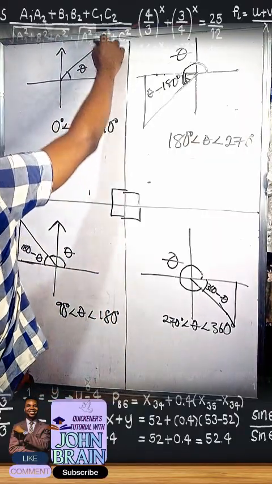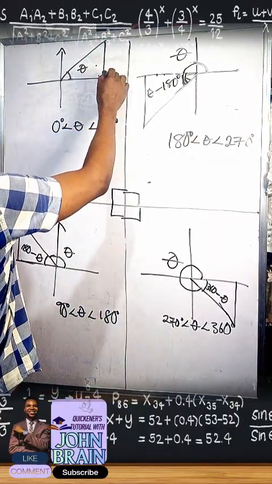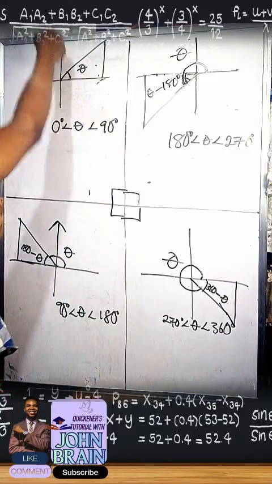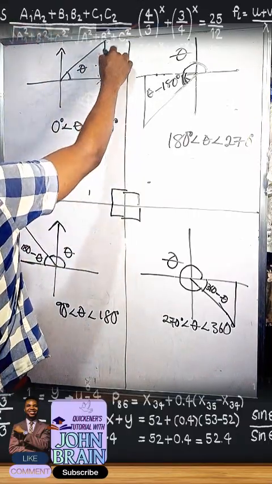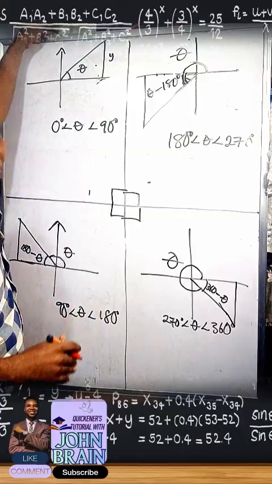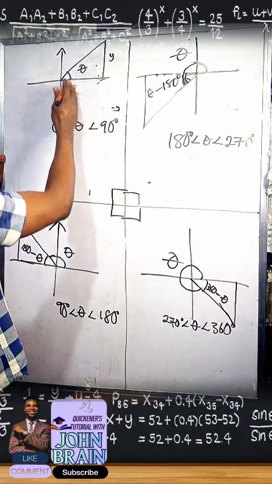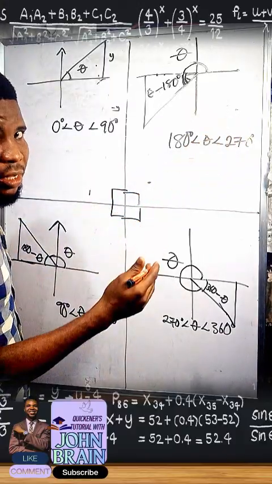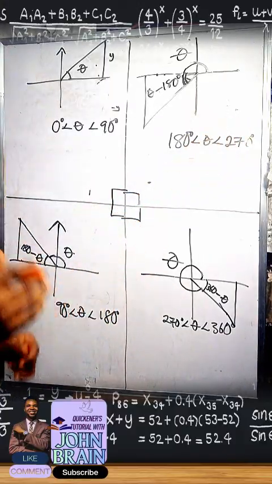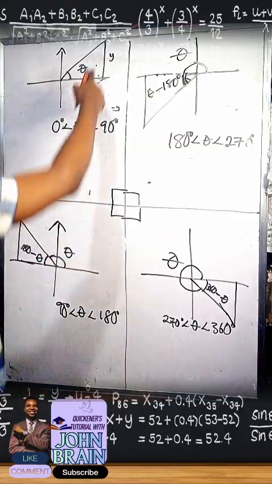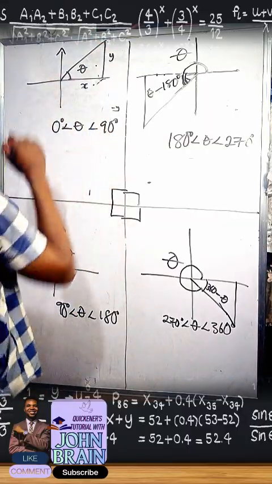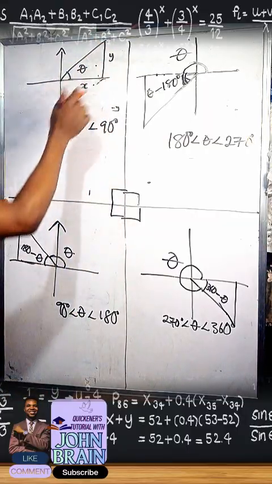Now the ratio in the first quadrant: remember this is y. When it goes up, it's positive for y. But when it comes down, it's negative for y. When it goes right, it's positive for x. When it comes left, it is negative for x. So this is positive y and positive x.